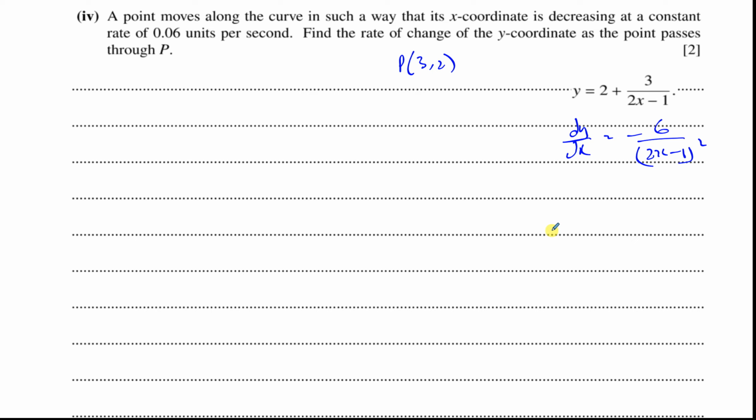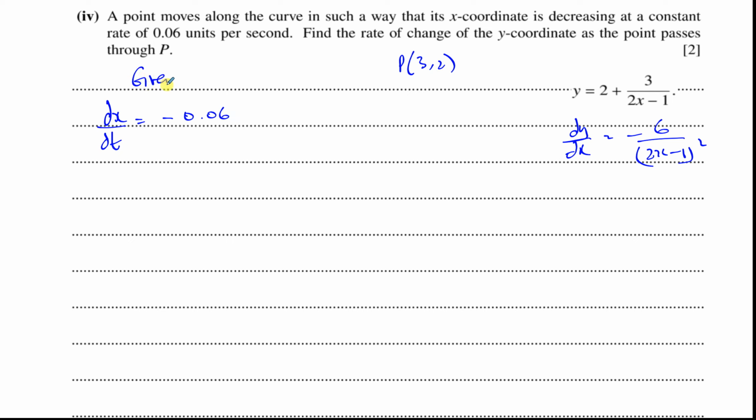Okay, so the rate of change, this would also be saved in a video dealing with rates of change. What we can say here is they've told us that the x-coordinate is decreasing at a constant rate of 0.06 units per second. So they told us the rate of change of x with respect to time, and that's decreasing, so it's negative 0.06 units per second. That's the rate of change for x, and that's what they gave us.